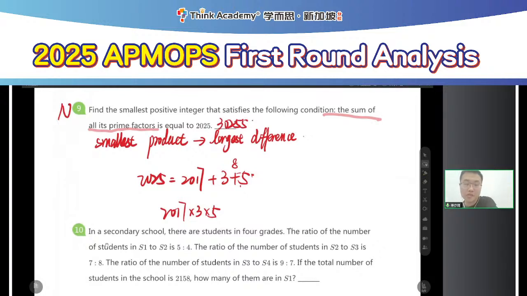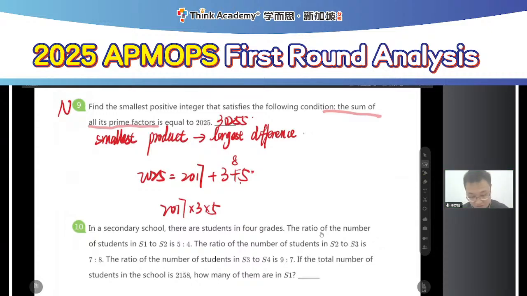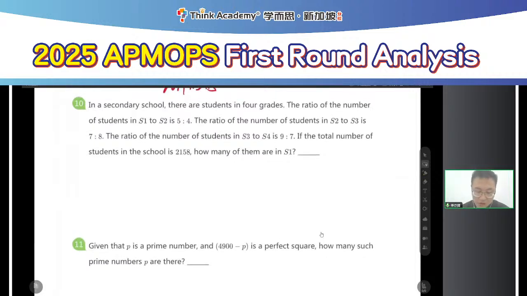Let's suppose it's a normal question, since not all of you know that 2017 is a prime number, right? Yeah, just about the prime number stuff. Question 10 is easy.